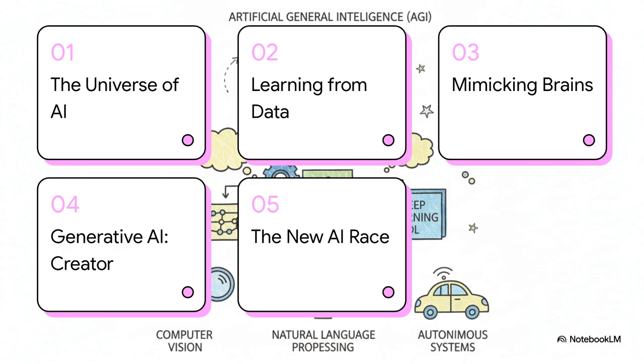All right, so here's our game plan. We're going to start with the entire universe of AI. Then we'll zoom in a bit to see how machines actually learn from data. From there, it gets even cooler. We'll look at how they mimic the human brain. And finally, we'll get to the really wild part, how they've learned to become creators themselves. And then we'll cap it off by looking at the corporate giants who are battling it out for the future.